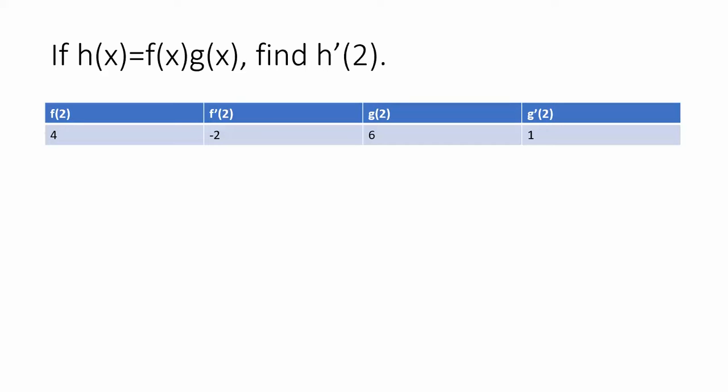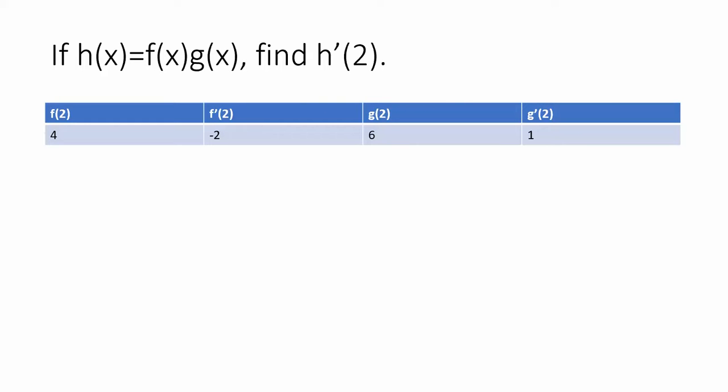This problem starts out having some information in a table. So we have some values for a function f of 2, for the derivative of that, another function g, and the derivative of that one. So imagine that there's a function h of x, which is found by f of x times g of x. This question wants you to find the derivative of h at 2.